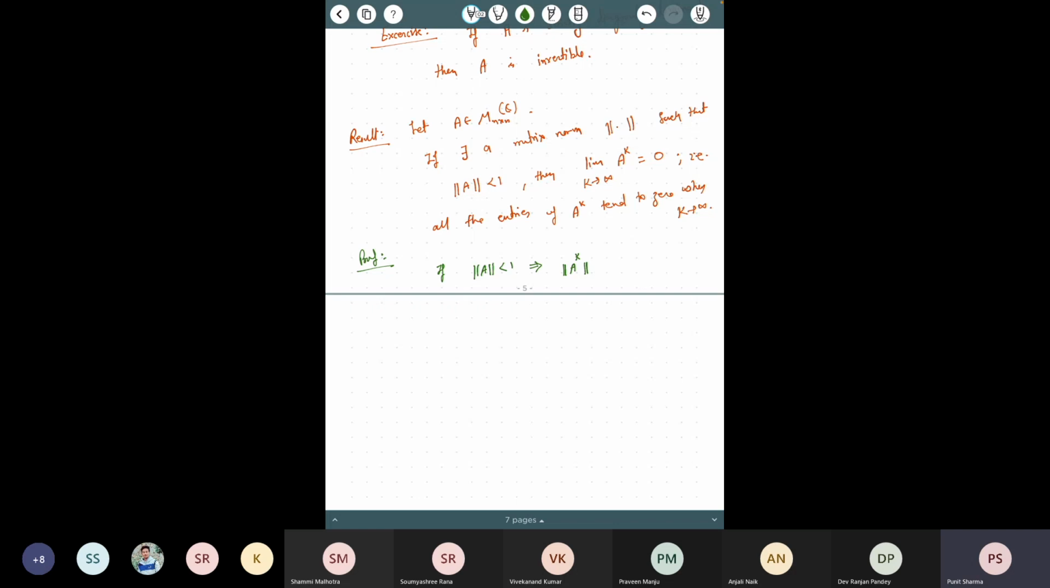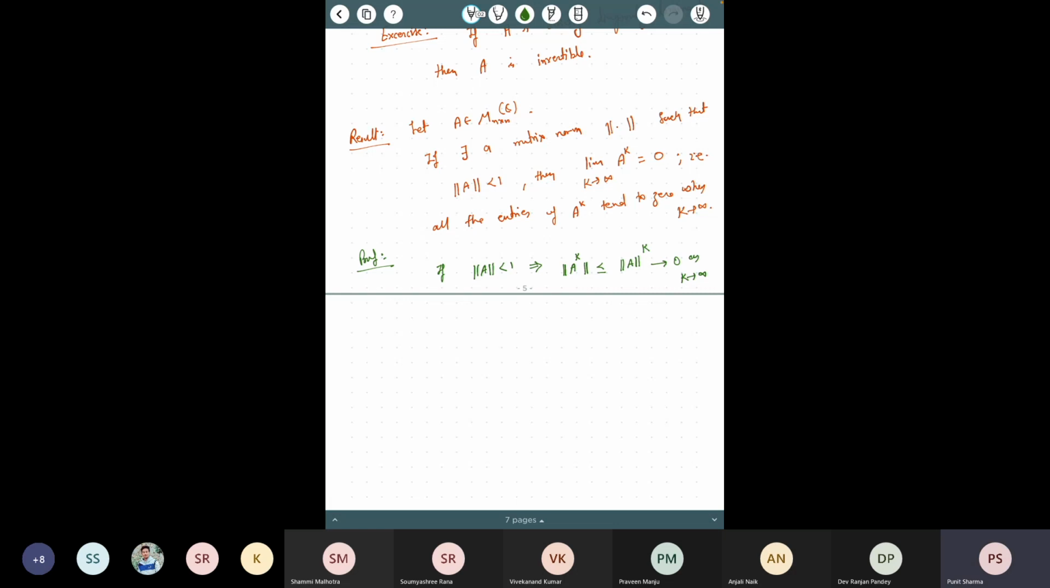Can you tell me what would be the norm of A^k here? Using the fact that this norm is a matrix norm, so clearly, using submultiplicativity, we can say that this is less than or equal to norm of A to the power k, right? But since now this is just a real number whose value is less than 1, we can say that this thing tends to 0 as k tends to infinity, right?